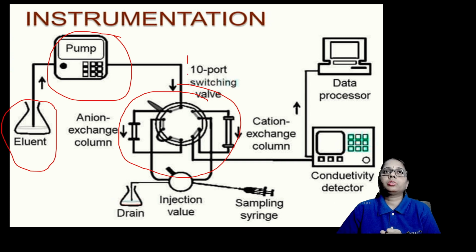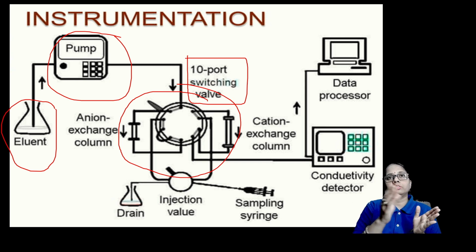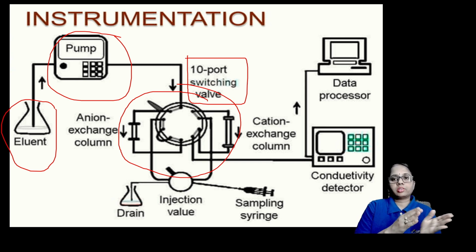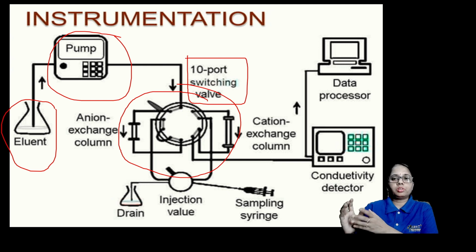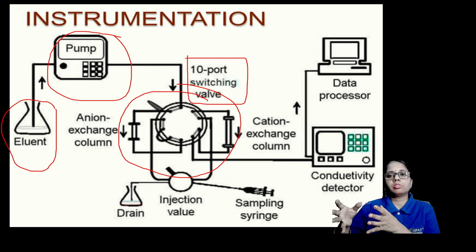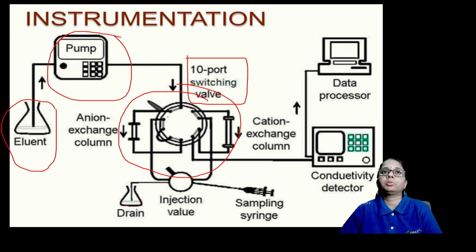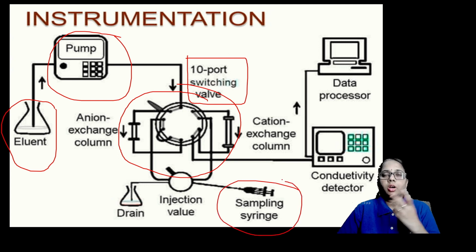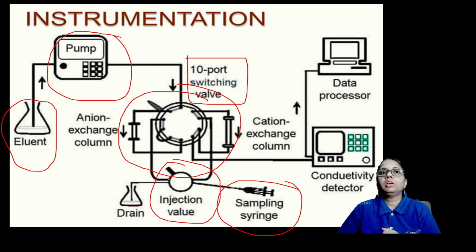Here they use a 10-port switching valve. If the compound is anion related, go for the anion exchange column. If cations are present, you can go for the cation exchange column. Like that you can switch, so column switching is there. Afterwards you inject the sample. This is the injection valve, and whatever extra sample there is goes into the vent or drain system.